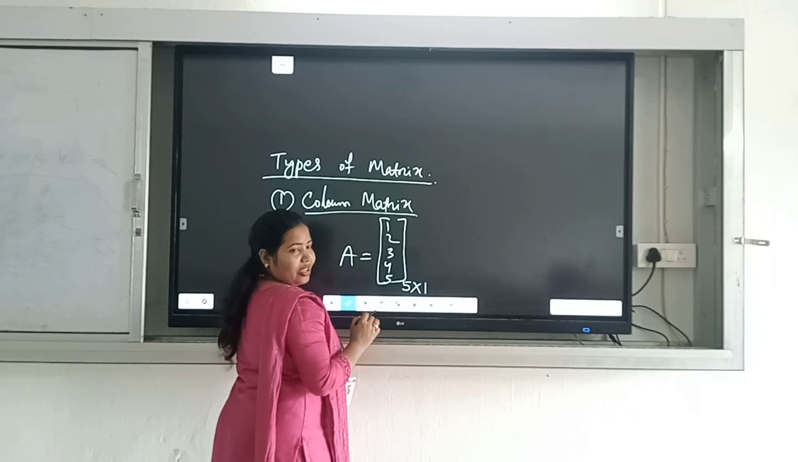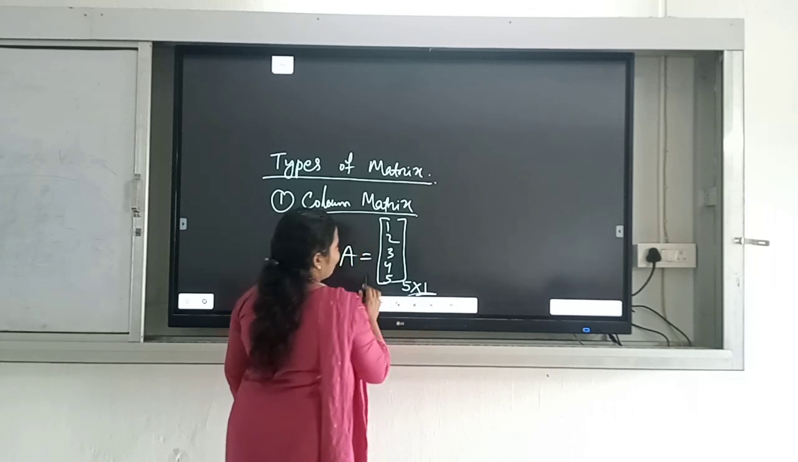That is 5 times 1. Here the number of columns is 1.